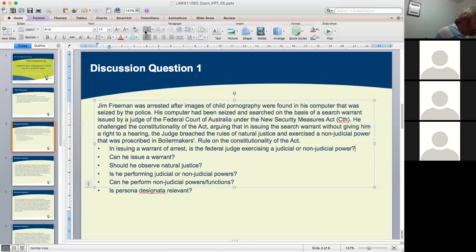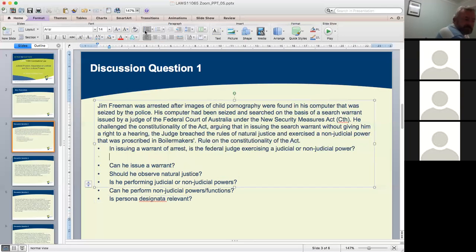Then you're able to connect the legal issue to legal principles. And we have a definition of what a judicial power is as opposed to a non-judicial power by looking at the Hunter Parker case. Okay? Now, what is the next question that needs to be answered? So let's just get that out of the way. Is he exercising a judicial or non-judicial power? Let's answer that first.